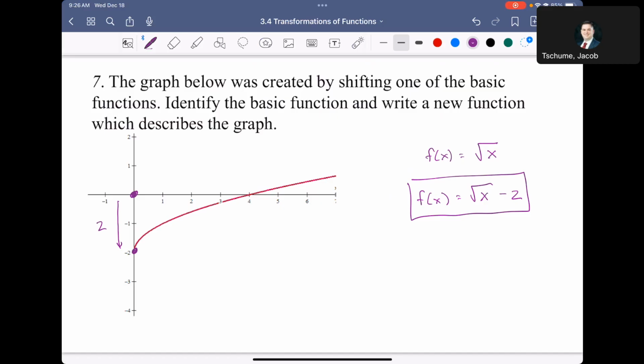In the next couple of videos, we're going to move into section 3.5, which is going to talk about the different ideas of combinations of functions, and we'll also look at the idea of composition of functions as well.